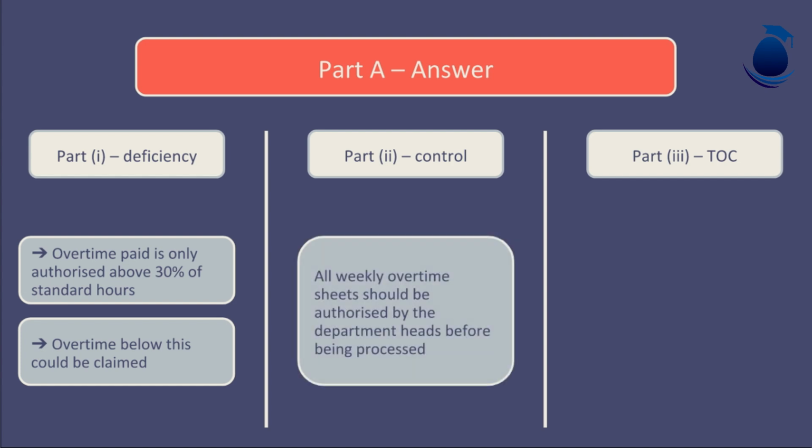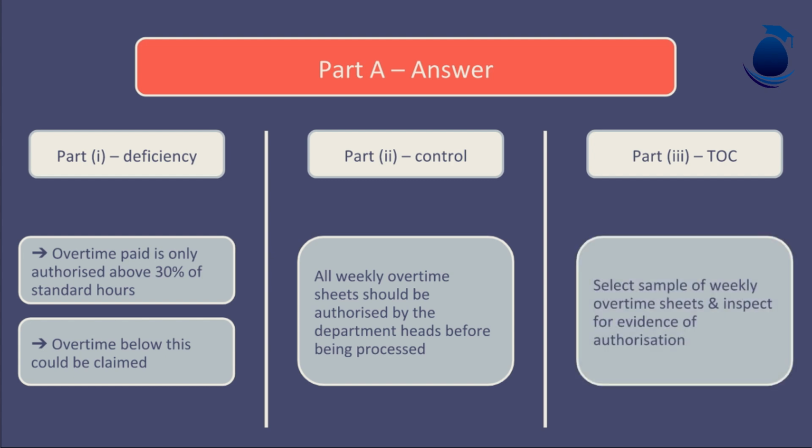The recommendation should be that weekly overtime sheets are authorized and signed by department heads before being processed by the payroll department. This way, all overtime will be reviewed by a senior official and reduce the temptation for employees to inflate wages. A test of control would be for the auditor to select a sample of employee weekly overtime sheets and inspect for evidence of authorization. The auditor would expect a department head's signature and date of authorization.